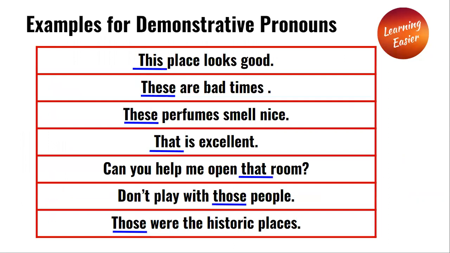Examples for demonstrative pronouns. This place looks good. This is the demonstrative pronoun. These are bad times. These are the demonstrative pronouns. These perfumes smell nice. These are the demonstrative pronouns.